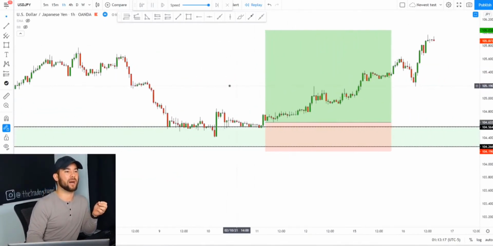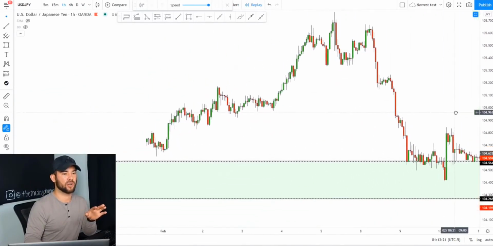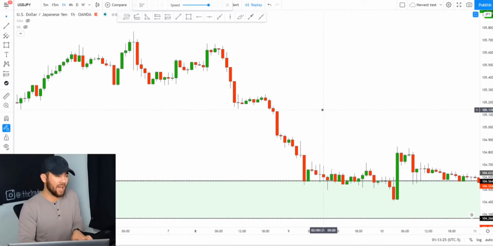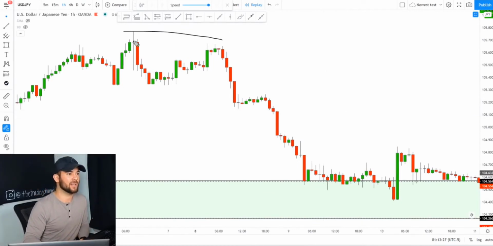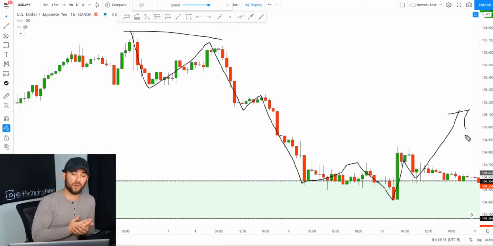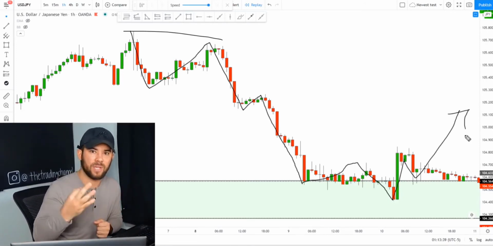And this is what I meant by the market being in a downtrend on a 1 hour. Here, if I was to show you this chart and just show you this, what does this look like? This is a downtrend, right? The market had a high, went to a low, lower high, lower low, lower high, lower low, lower high, lower low, and then started the uptrend.